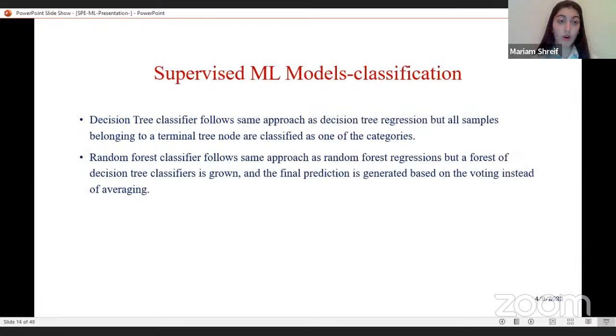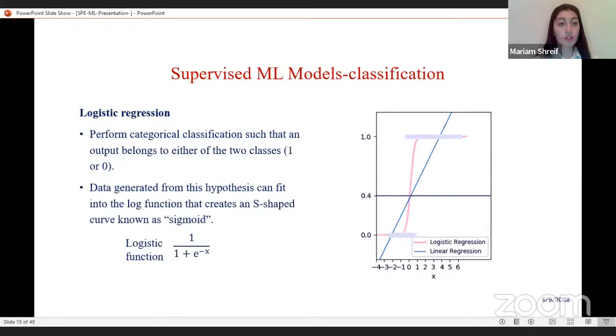So the decision tree classifier follows the same approach as the decision tree for regression, but all samples belonging to a terminal tree node are classified as one of the categories. Similarly, the random forest classifier follows the same approach as the random forest regression, but a forest of decision tree classifiers is established, and the final prediction is generated based on voting instead of averaging. So the logistic regression performs categorical classification. So the output belongs to either of the two categories. And this model follows the logistic function, which is 1 over 1 plus e to the power minus x.